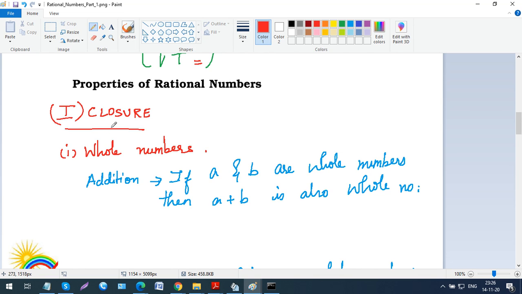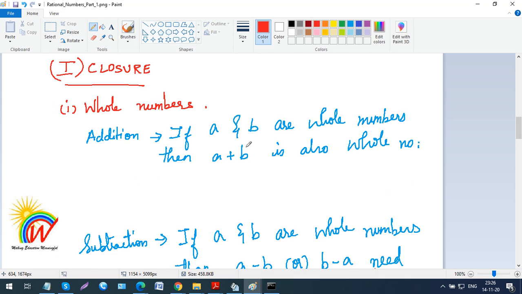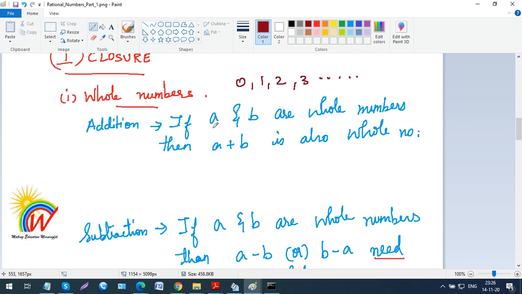Now we'll see the closure property. I'll give you a few examples so you'll understand it better. Take whole numbers. You know what whole numbers are: numbers like 0, 1, 2, 3 and so on. Do whole numbers satisfy the closure property in case of addition? Let's say A and B are two whole numbers. Then A plus B is also a whole number. That is what we mean by the closure property of addition.